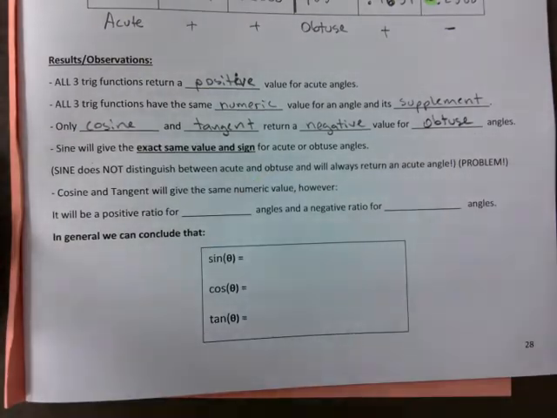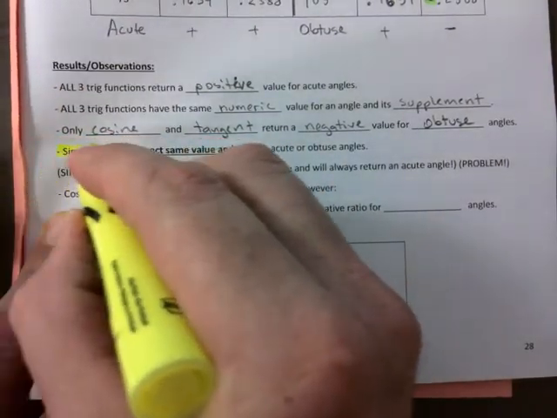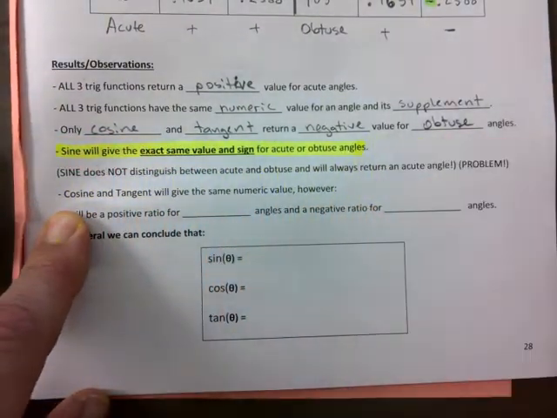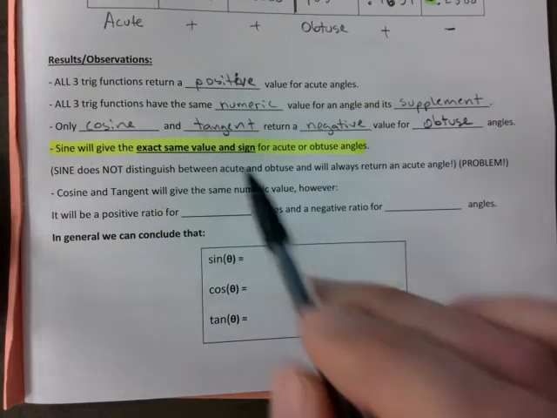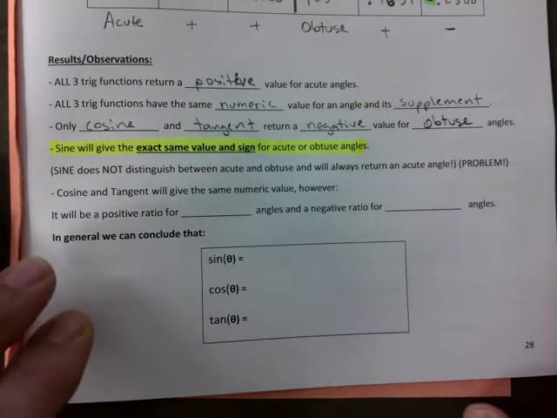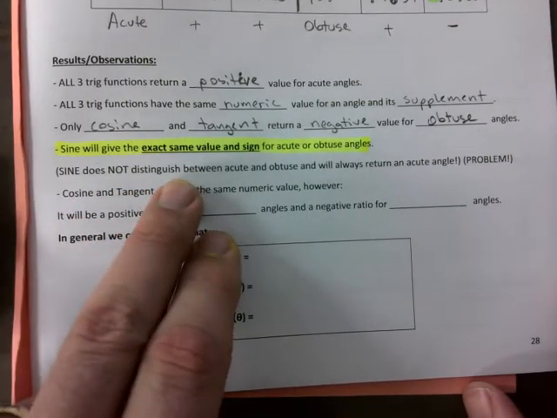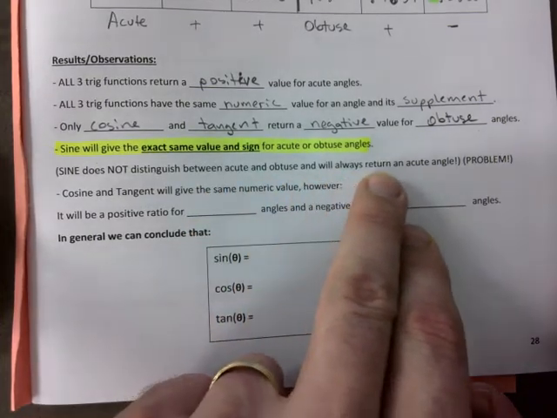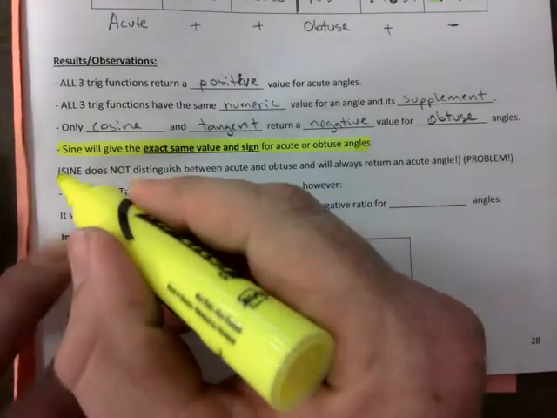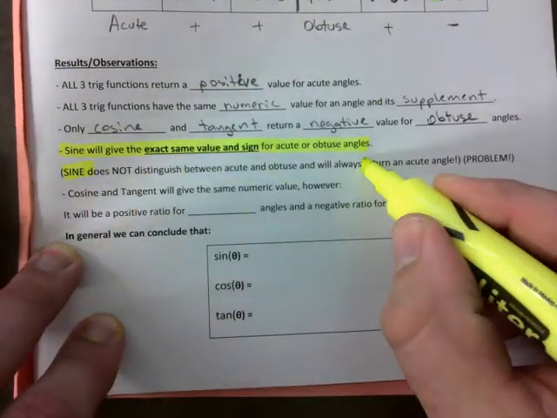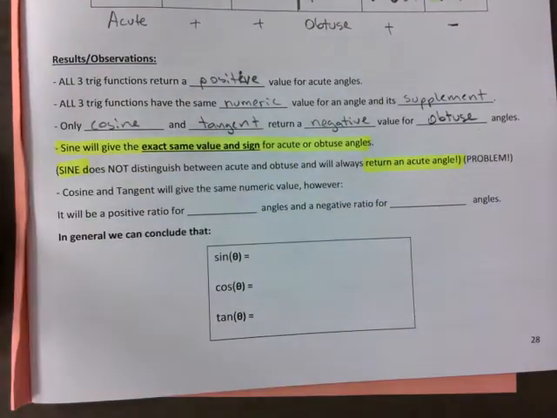Okay, I will highlight that whole thing, because that's what causes the issue with sine. That is where everything hinges. That is the problem with sine law. Sine does not distinguish between acute and obtuse. It will always return an acute angle. That is a problem.